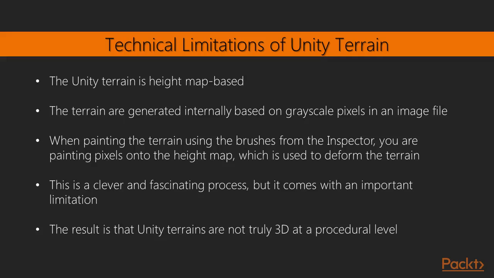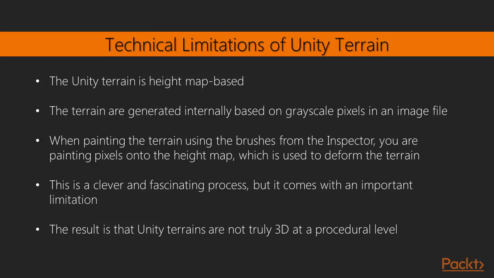Before moving forward, let's consider the technical limitations of Unity terrains and the impact this can potentially have for your games. Specifically, the Unity terrain is height map based. This means that the elevations, ups and downs of the terrain are generated internally based on grayscale pixels in an image file, the height map. When painting the terrain using brushes from the inspector, you are, under the hood, painting pixels onto the height map, which is used to deform the terrain.